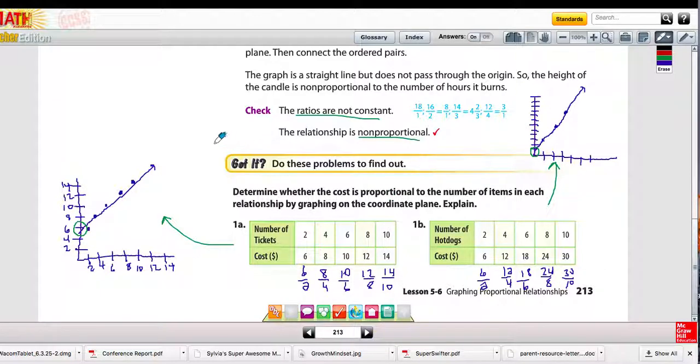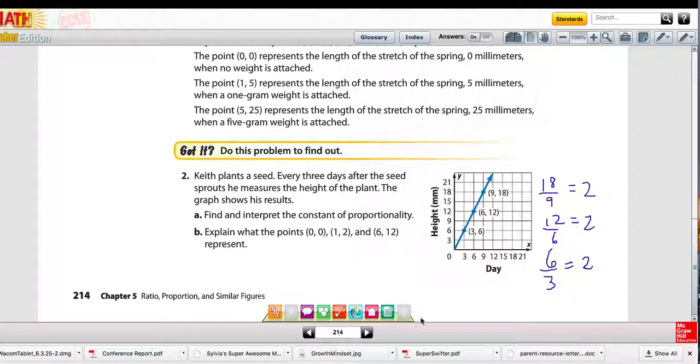Remember, we're looking for a straight line passing through the origin to be a proportional relationship. And tying that into last section, it's also a requirement to be a direct variation. Y equals kx, it has to be something that passes through the origin to fit that, and that will make more sense when we get into graphing linear equations.